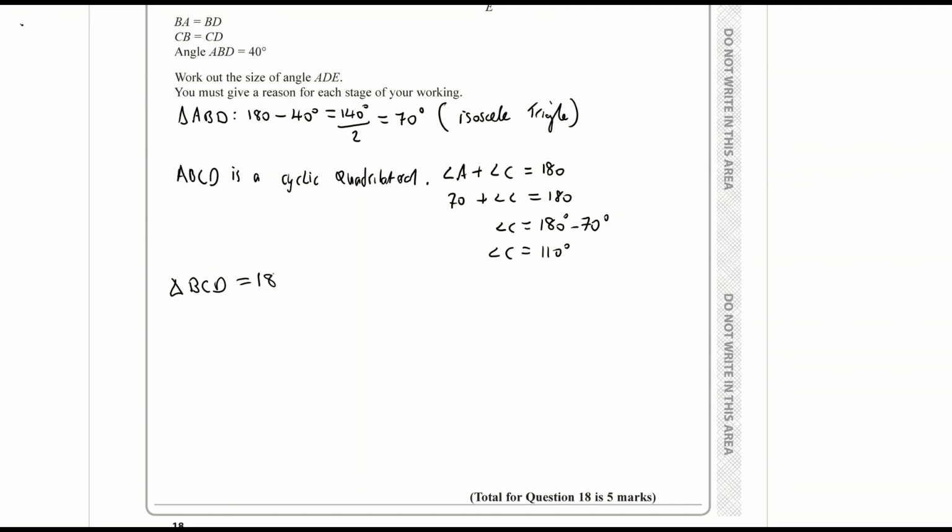And once again, I know one of the angles. It's 110. That's the angle C. So I'm going to take away 110. That leaves me with 70 degrees. Divide by 2 gives me 35 degrees because, once again, it is an isosceles triangle. And we know it's isosceles because the diagram tells us the two sides are equal in length. So I'm going to mark in my two angles as 35 degrees.